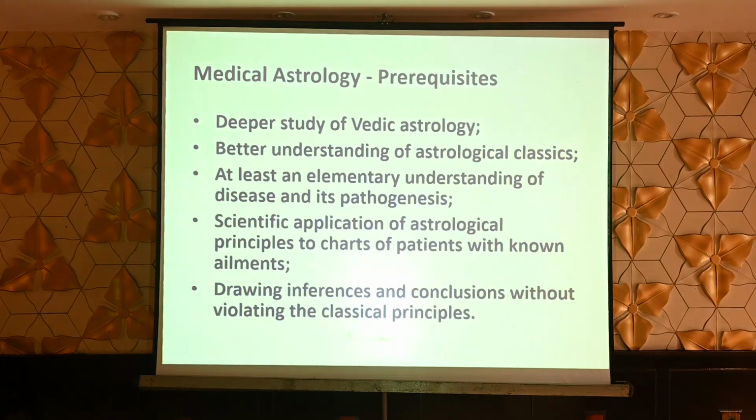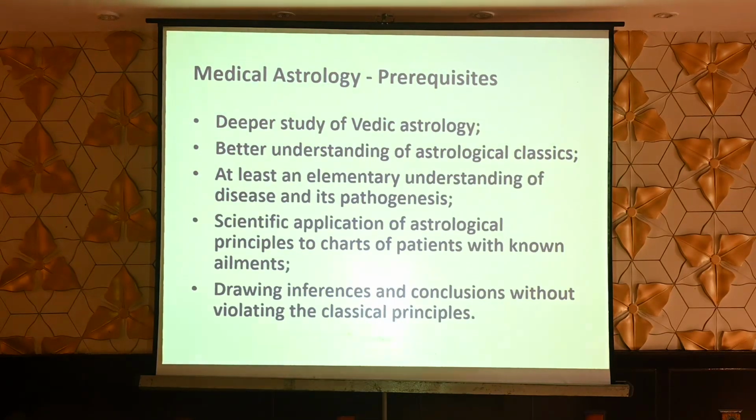Then what should we do? A deeper study of Vedic astrology, obviously. Better understanding of astrological classics. At least an elementary understanding of disease and its pathogenesis for those who are not doctors. Scientific application of astrological principles to charts of patients with known ailments. Because if we have to study a subject, we have to study it scientifically. And we have to proceed from the known area to the lesser known area to the unknown area.